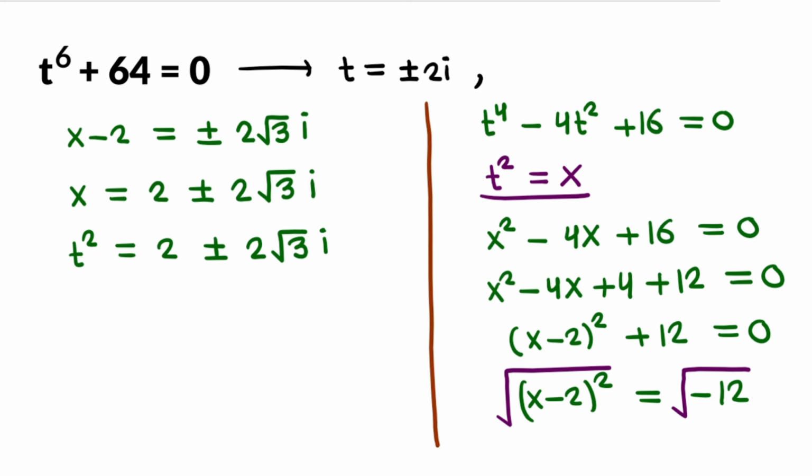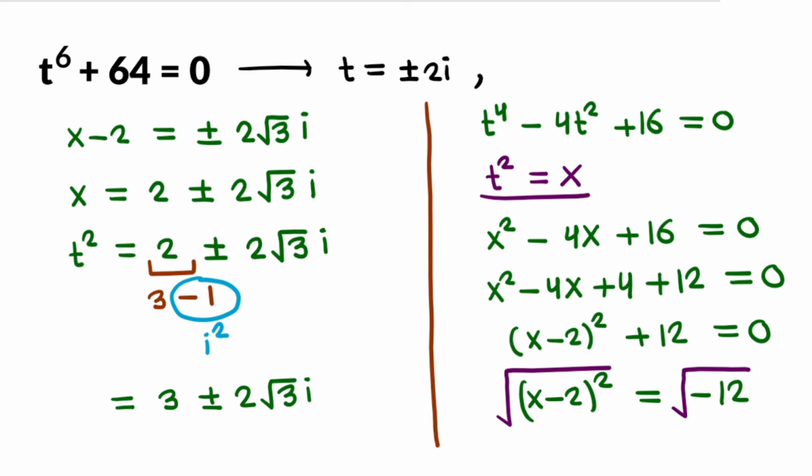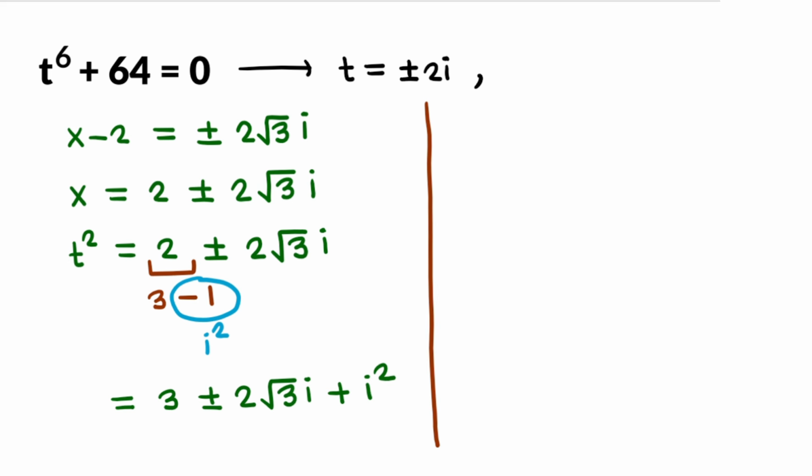And now comes the really clever part. We need to recognize each of those complex numbers as a perfect square. Notice that 2 can be written as 3 minus 1. And because i squared equals negative 1, negative 1 is the same as i squared. So we can rewrite the expression as 3 plus or minus 2 times the square root of 3 times i, plus i squared. And 3 is the same as the square root of 3 squared.